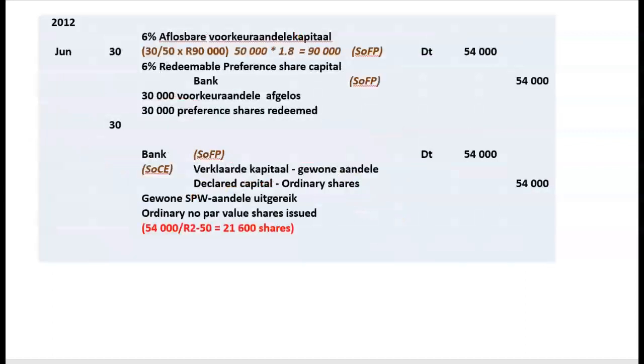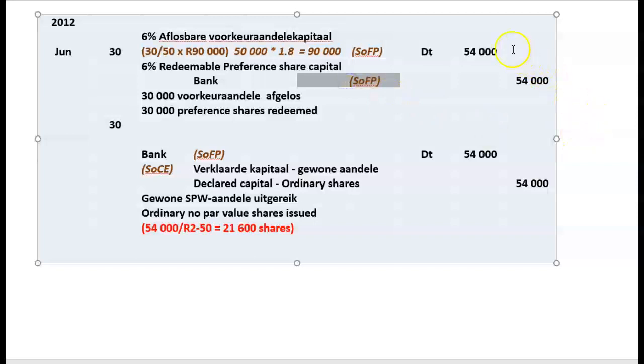So let's go and do that accounting entry. We're going to debit our 6% redeemable pref share capital account, which is statement of financial position because it's a loan account, with 54,000 Rand, and we are going to credit bank with 54,000 Rand. Then, how did we fund that? We funded that by issuing new share capital. So we received in our bank account 54,000 Rand, and we credited our ordinary share capital account, statement of changes in equity, with 54,000 Rand.